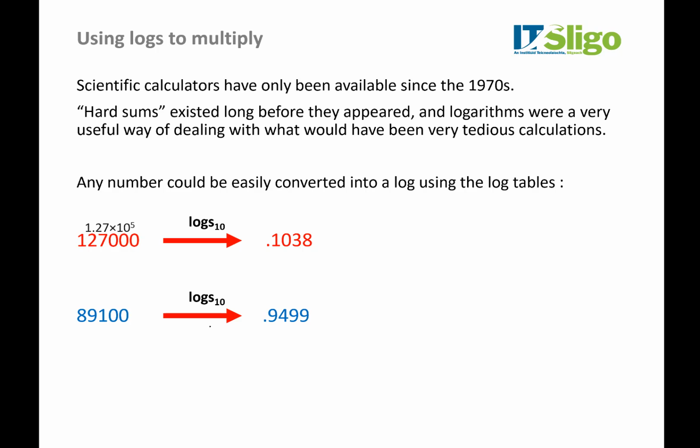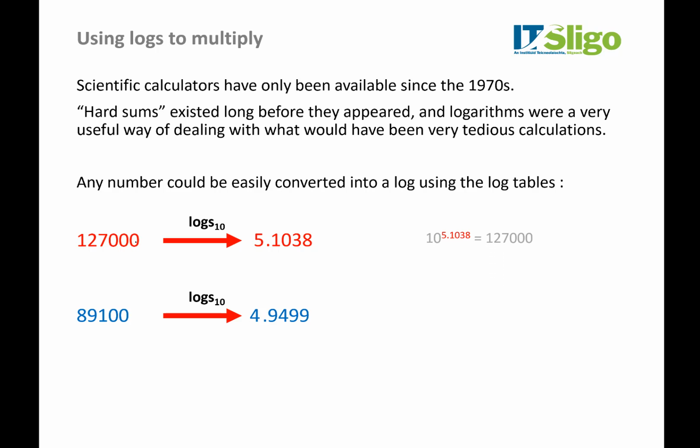Now what we do is we take a look. The first value is really not 127, it's 1.27 by 10 to the power of 5, and that power of 5 gives us that value there. Similarly, this value here, it's not 891, it's 8.91 by 10 to the power of 4, and that 4 sits in there. So this value is now representing that number there.